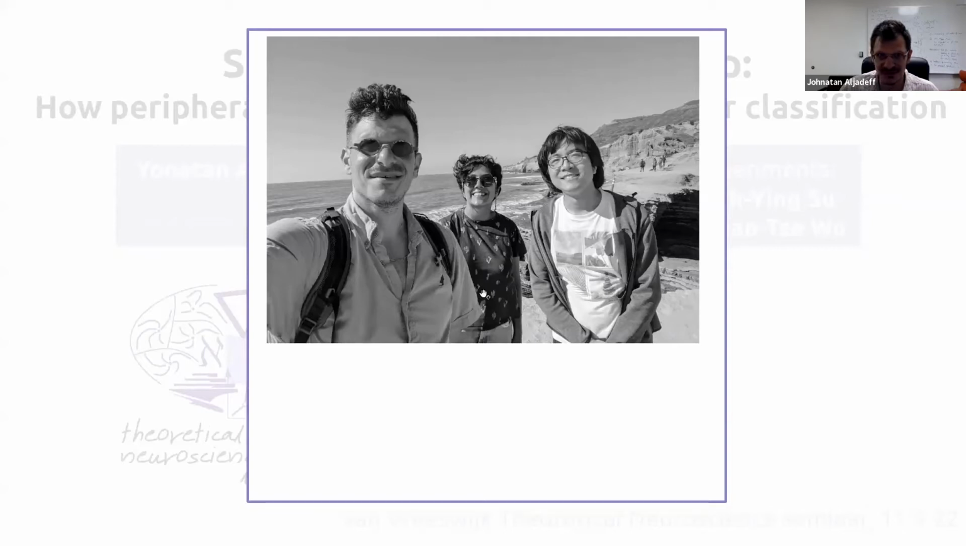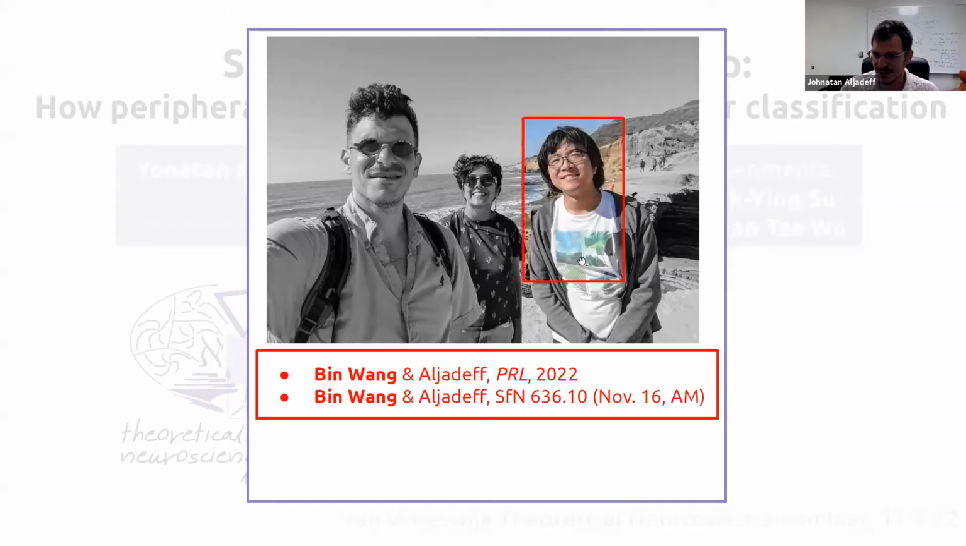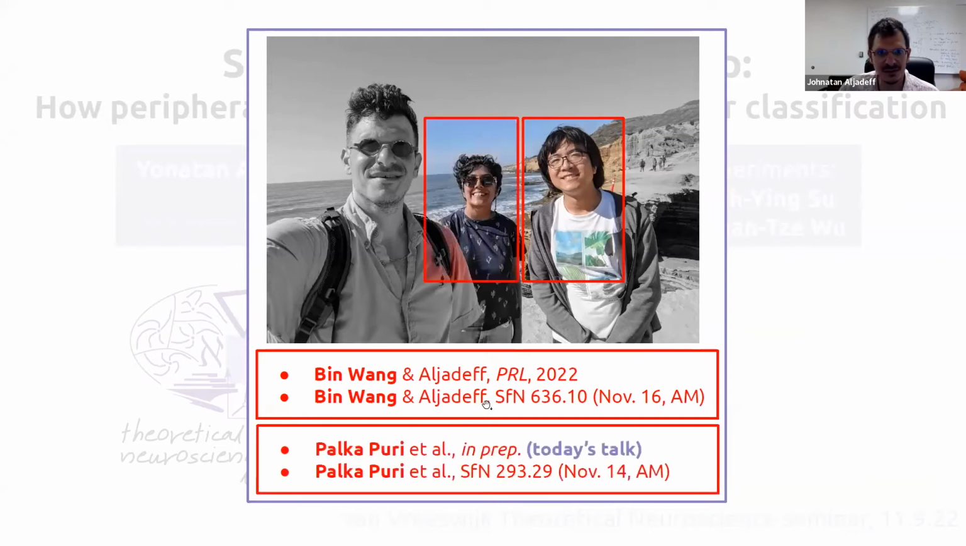Here is a picture of us, with his picture of Bin Wang. Bin Wang has been working with me on networks undergoing synaptic plasticity, and his paper came out in PRL over the summer. His new project will be presented at SFN next week. And Palka, whose work I will talk about today, is here with us. Her project, again, you'll hear about today, and she's also presenting at SFN.